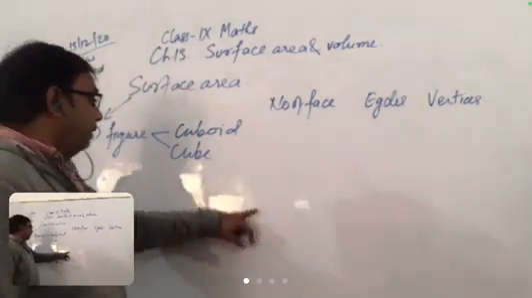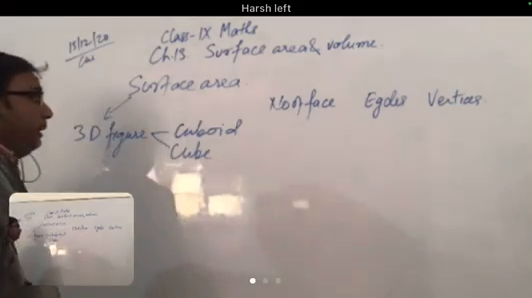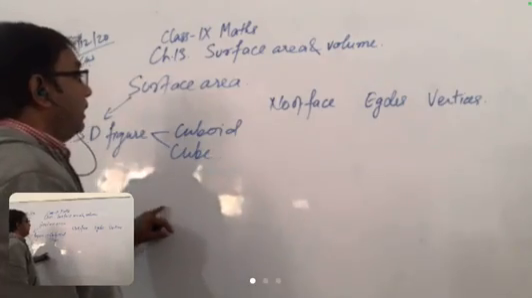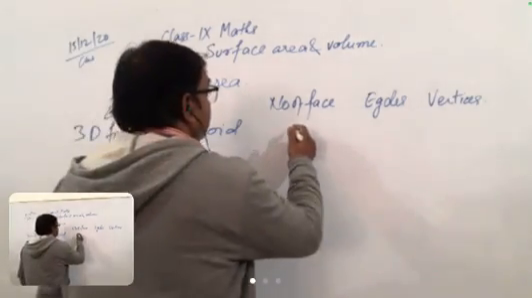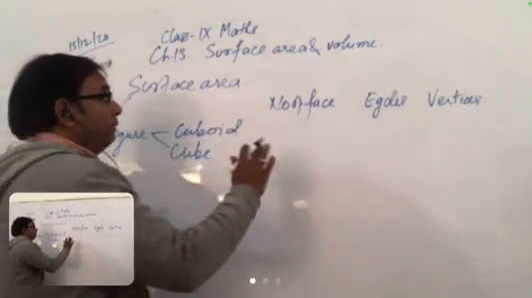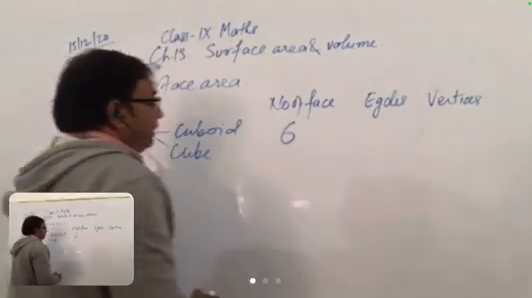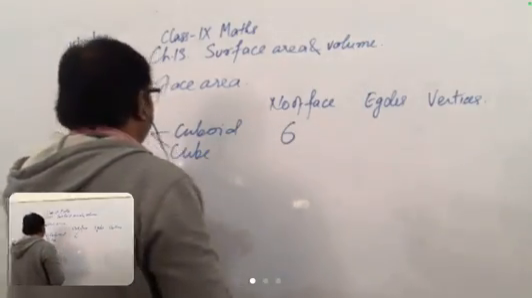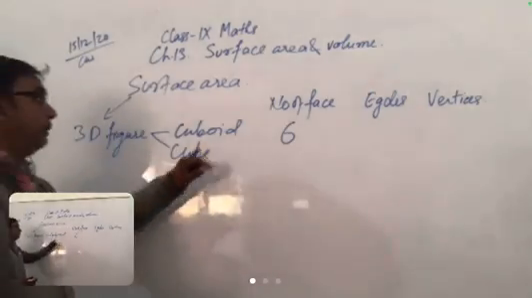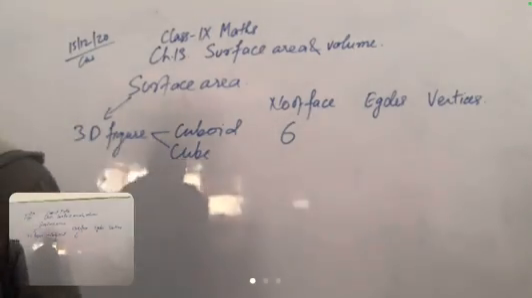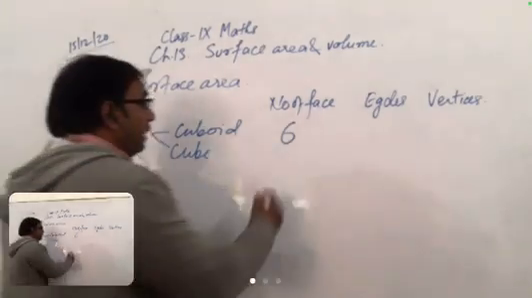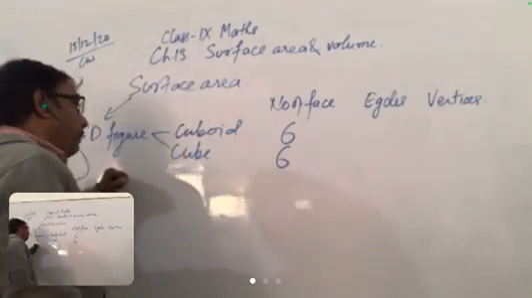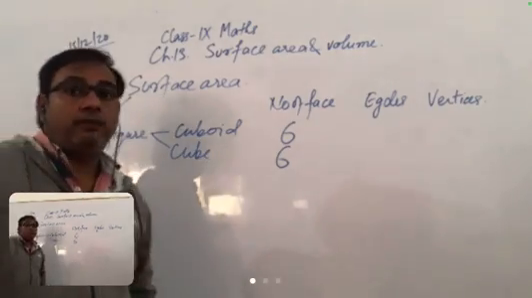Saloni, do you understand my question? If you understand, then tell me. Six. Six faces. I didn't ask about that, I only asked about faces. So there are six faces in a cuboid. I wrote cube here because cuboid and cube are similar, so I only wrote cube. In both, the number of faces is six.